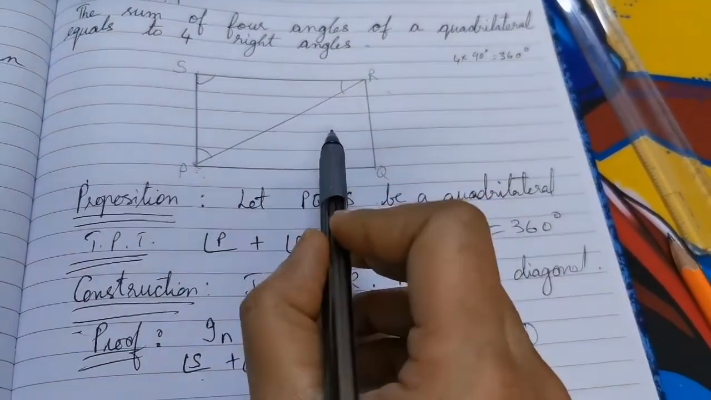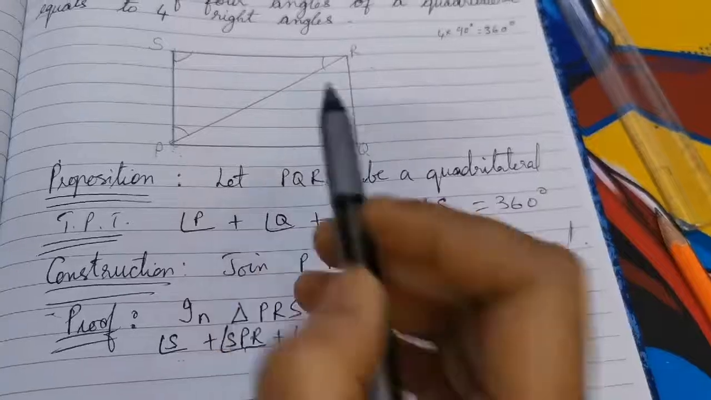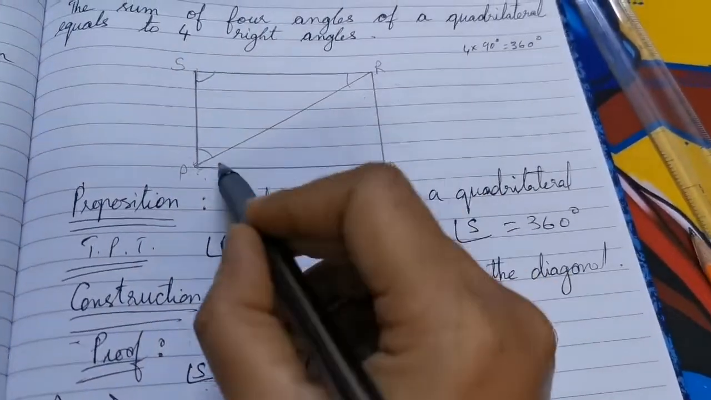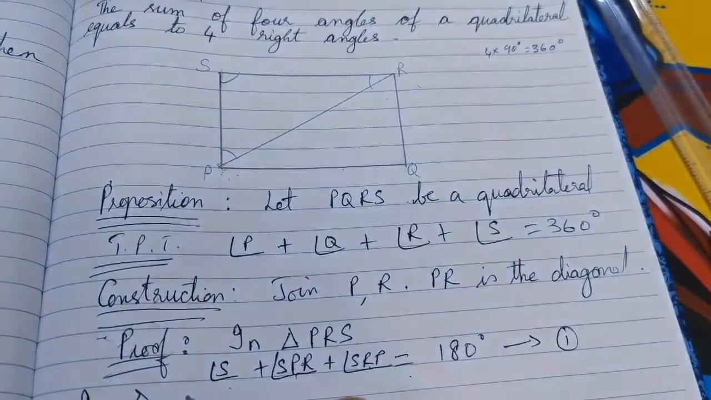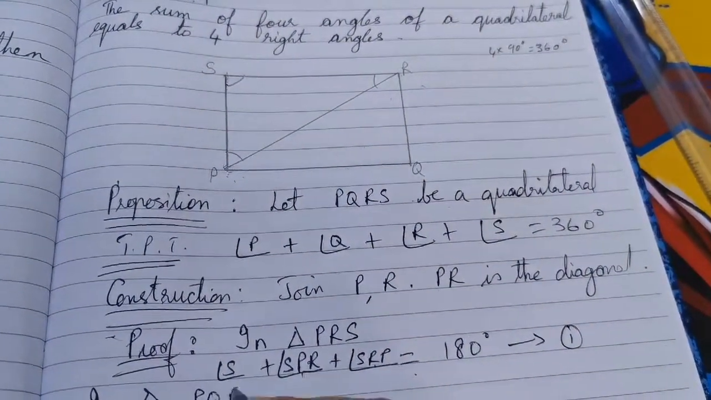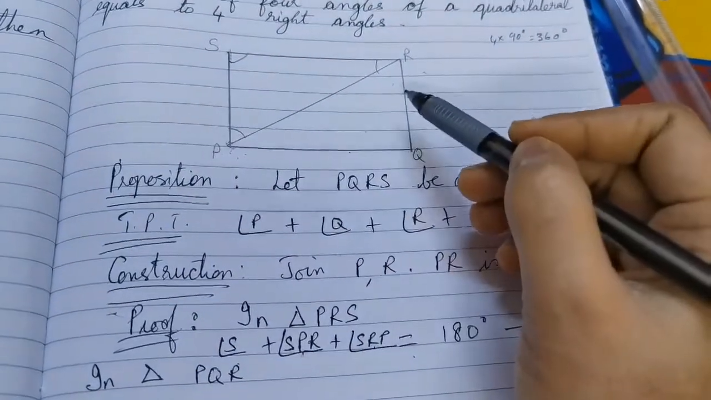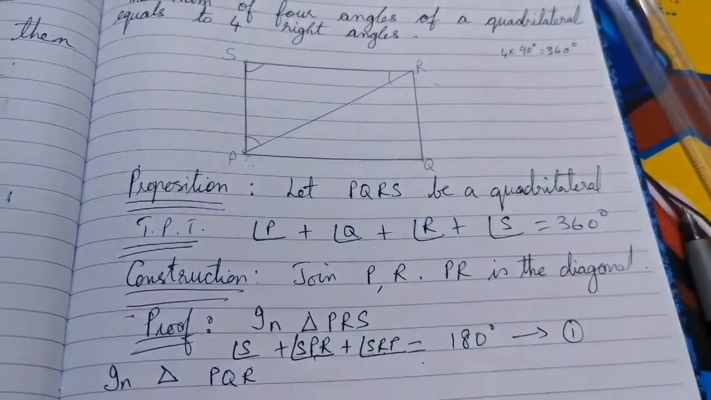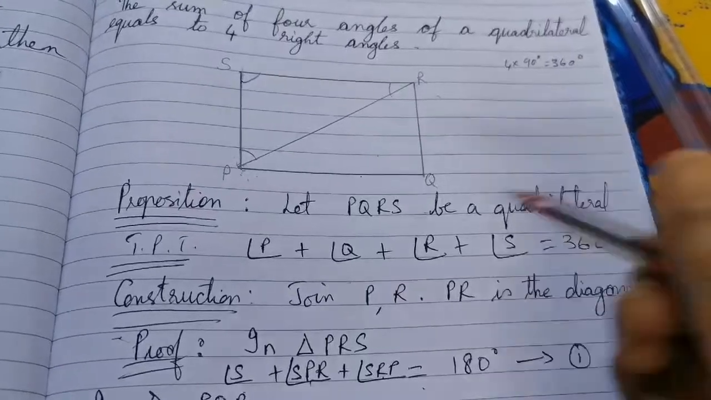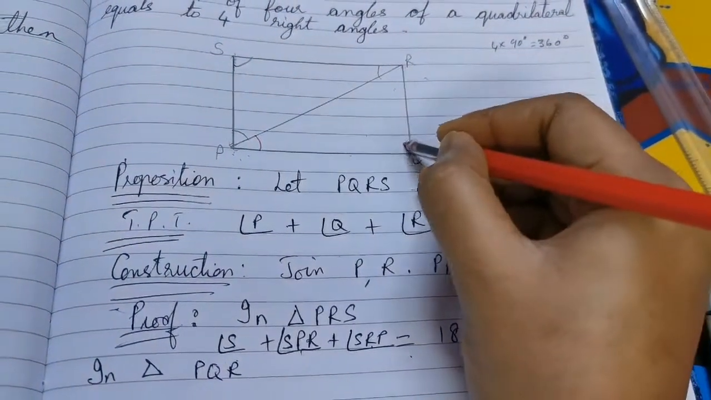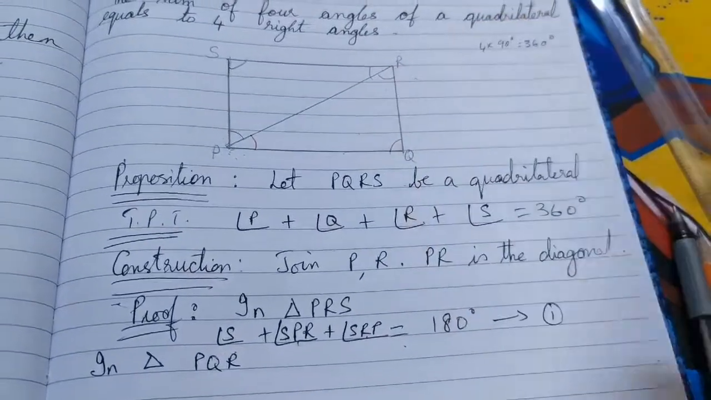Now I will take the second equation, the second triangle. What is the second triangle? It is named PQR. So in triangle PQR, again I have three angles. The first angle, here I have this, and here.